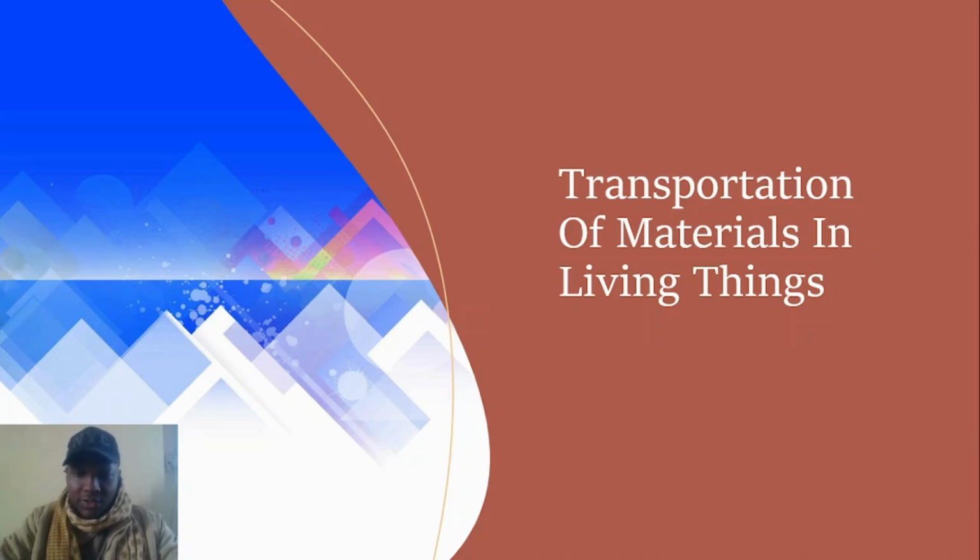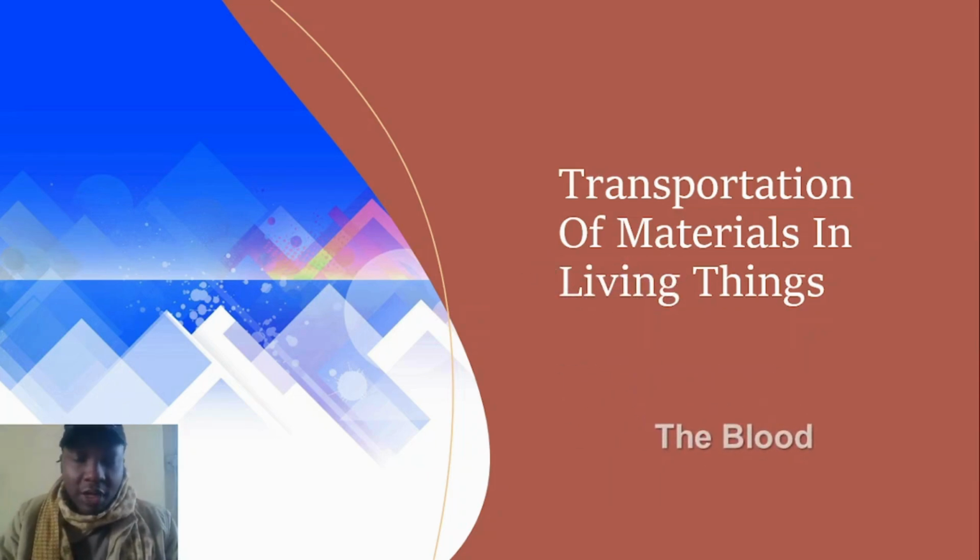Our chapter is transportation of materials in living things. So far, in our previous video, we discussed the blood vessels. Today we'll move on to the other part in this topic: the blood. We've already covered all the blood vessels. We said there are three kinds of blood vessels in our bodies: the capillaries, the veins, and the arteries. So let's move on to the blood.